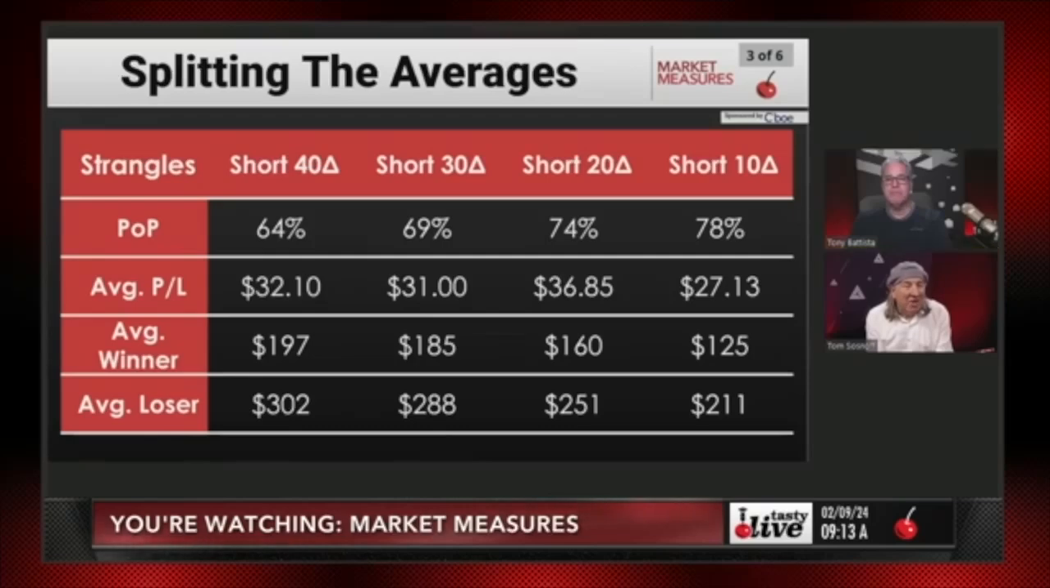The 20 delta short strangle is an absolute no-brainer over X number of years. TastyLive and Tastytrade love the strangle strategy, and I think it's great. Again, all the data backs it up.